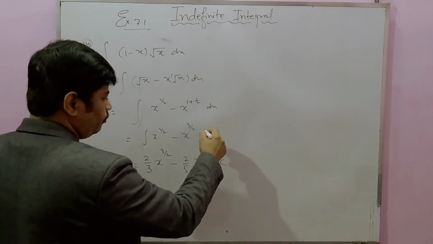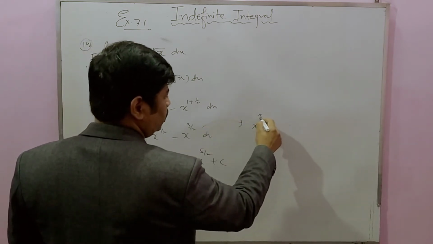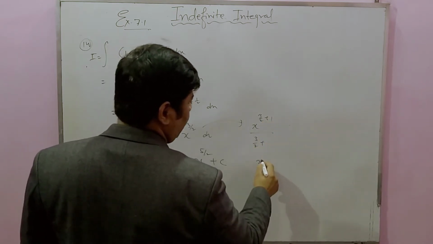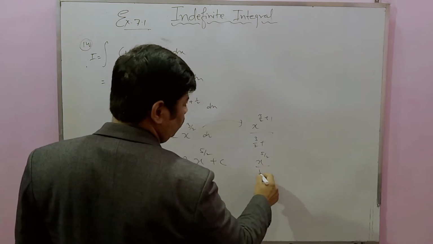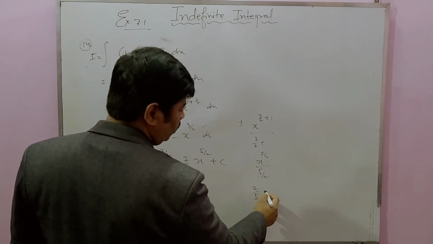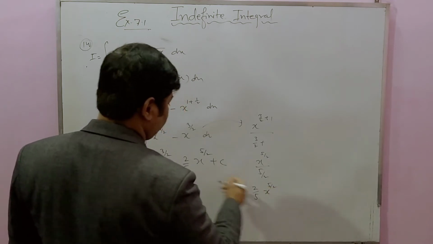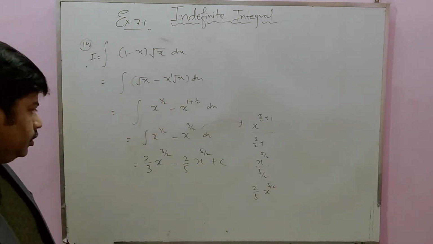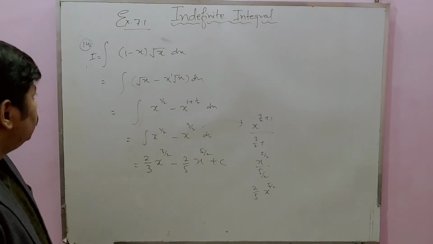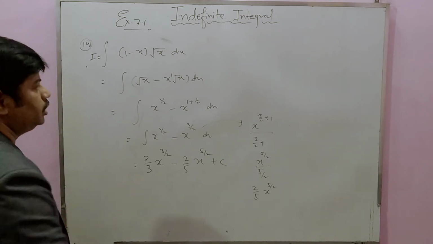Why? Because when we use x to the power 3 by 2 plus 1 upon 3 by 2 plus 1, it should be x to the power 5 by 2 upon 5 by 2. But it will go upside and convert to 2 by 5 x to the power 5 by 2. That's why I have written here 2 by 5 x to the power 5 by 2. So this is question 14.